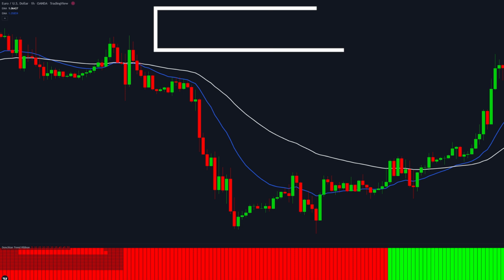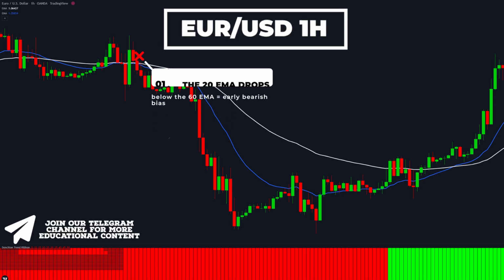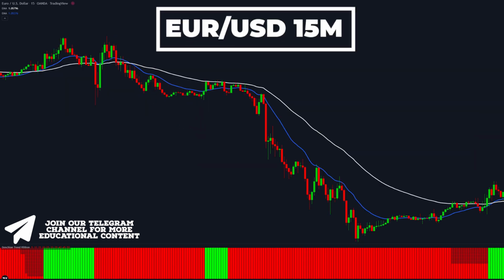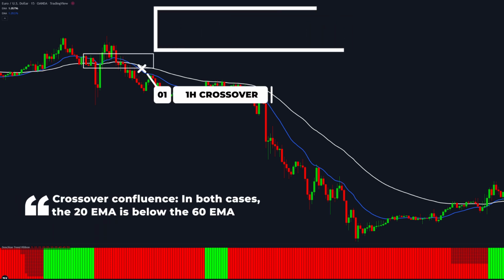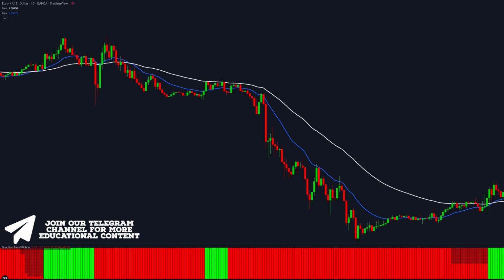Here's $1 1 hour time frame. We can see that the blue line drops below the white line, giving us an early trigger for the trade short. Now, let's go down to the lower time frame and wait for the pullback. So, here's the 15-minute time frame, and in this area, we got a 1 hour crossover. It is also important to note that the blue line is well below the white line on the given time frame. Now, we need to wait for the pullback to the 60 EMA, and here it is.